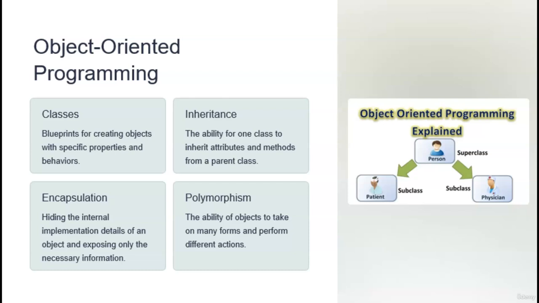Moving on to inheritance. It allows one class to inherit properties and behaviors from another class. This helps you avoid duplicating code. For instance, if you have a vehicle class, you could create a car class that inherits from vehicle, automatically getting all the properties and behaviors of a vehicle.